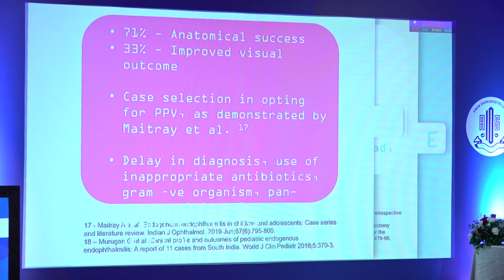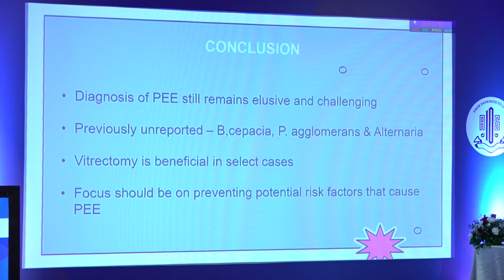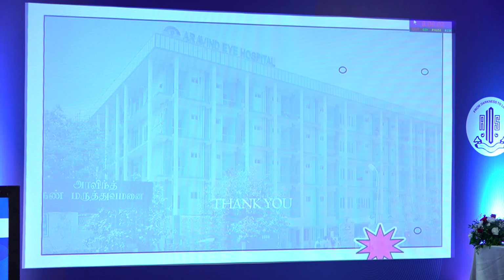Regarding case selection in opting for PPV, Maitra et al. had published a study in which they selected patients very selectively. Delay in diagnosis, use of inappropriate antibiotics, gram-negative organisms, and panophthalmitis can cause poor prognosis. To conclude, diagnosis of pediatric endogenous endophthalmitis still remains elusive and challenging. We have reported 3 new organisms, and vitrectomy is definitely beneficial, and focus should be on preventing the potential risk factors that cause pediatric endogenous endophthalmitis. Thank you.